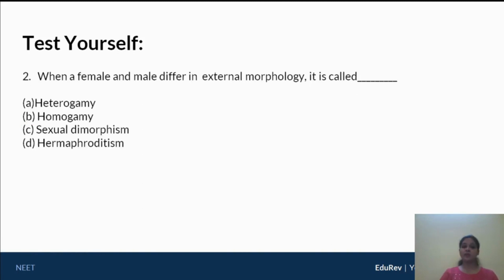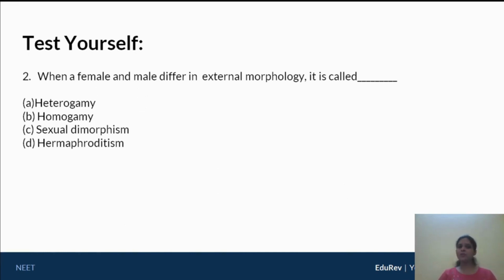The second question. When a female and male differ in external morphology, it is called dash. So specifically, you're externally different. So you have heterogamy, homogamy, sexual dimorphism, and hermaphroditism. So what is the meaning of all of these? Now, very specifically here, heterogamy and homogamy imply fusion of dissimilar gametes or fusion of similar gametes. So it cannot be either of these two because we're talking about the male and female external look. Hermaphroditism would imply that you are a bisexual animal, a hermaphrodite.